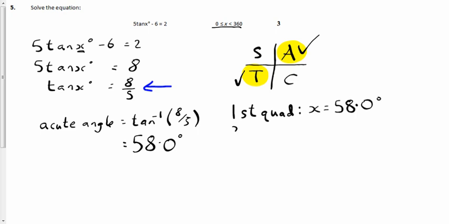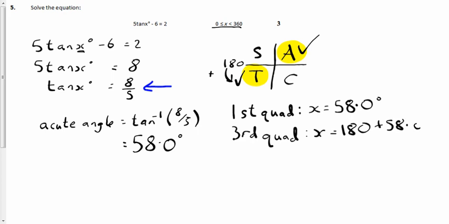In the third quadrant, well, we need to remember that this is 180 and I need to go forwards. I need to add on my acute angle. So 180 plus 58.0 gives me 238.